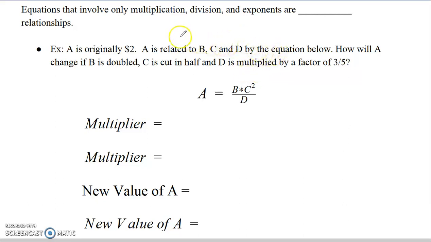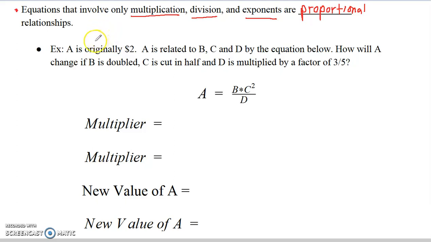Okay, we'll get started. In this video we're going to be going through 1b, which is proportionality. So the first thing in proportionality is to realize that equations that only have multiplication, division, and exponents are proportional relationships, or proportional equations is another way of saying that.